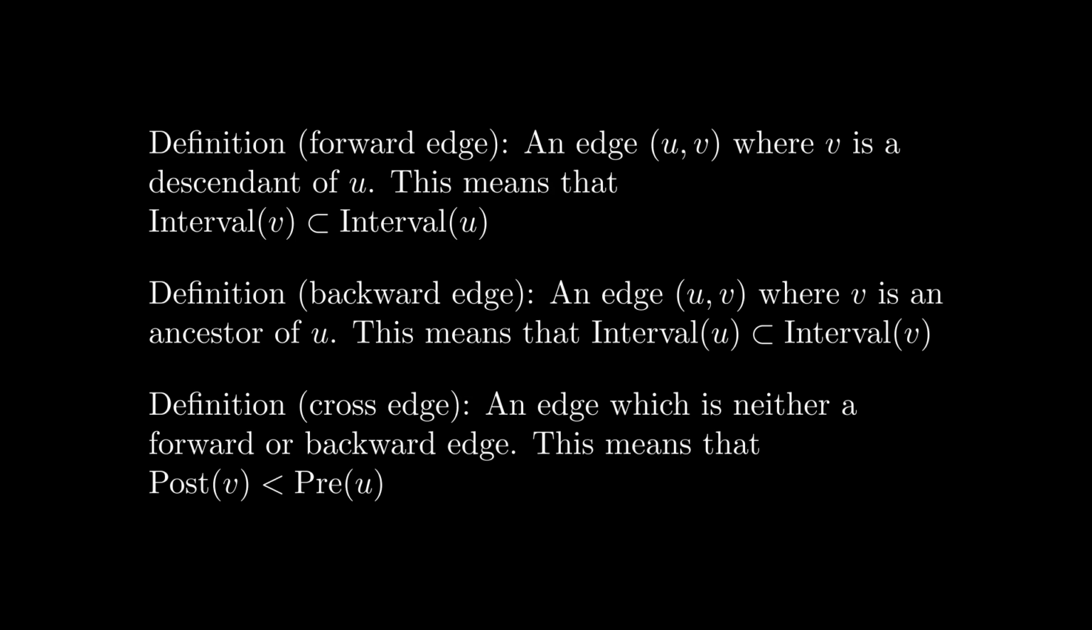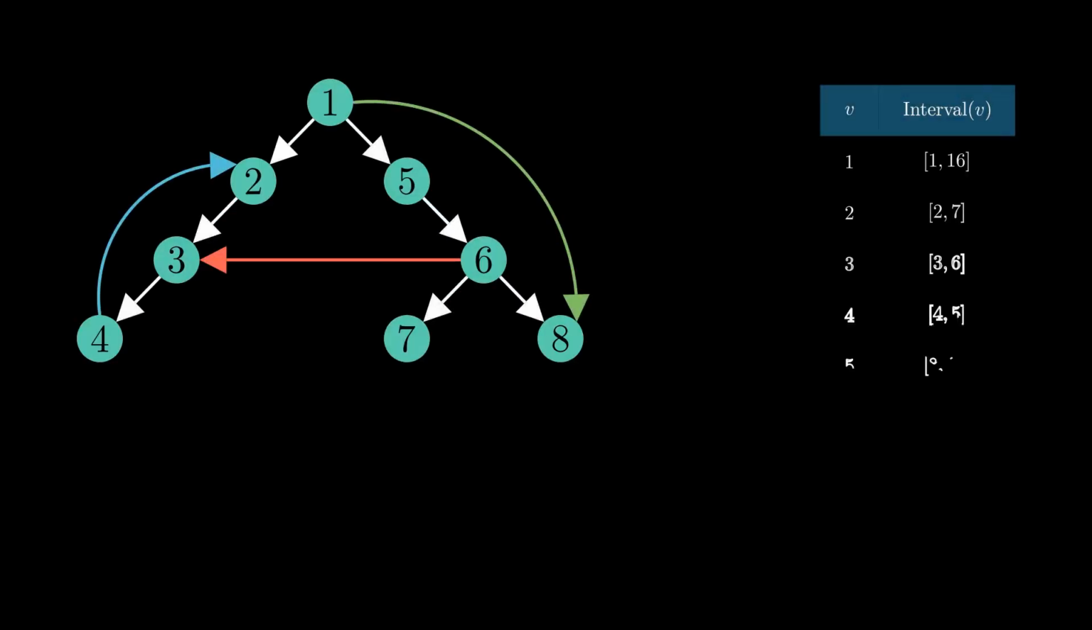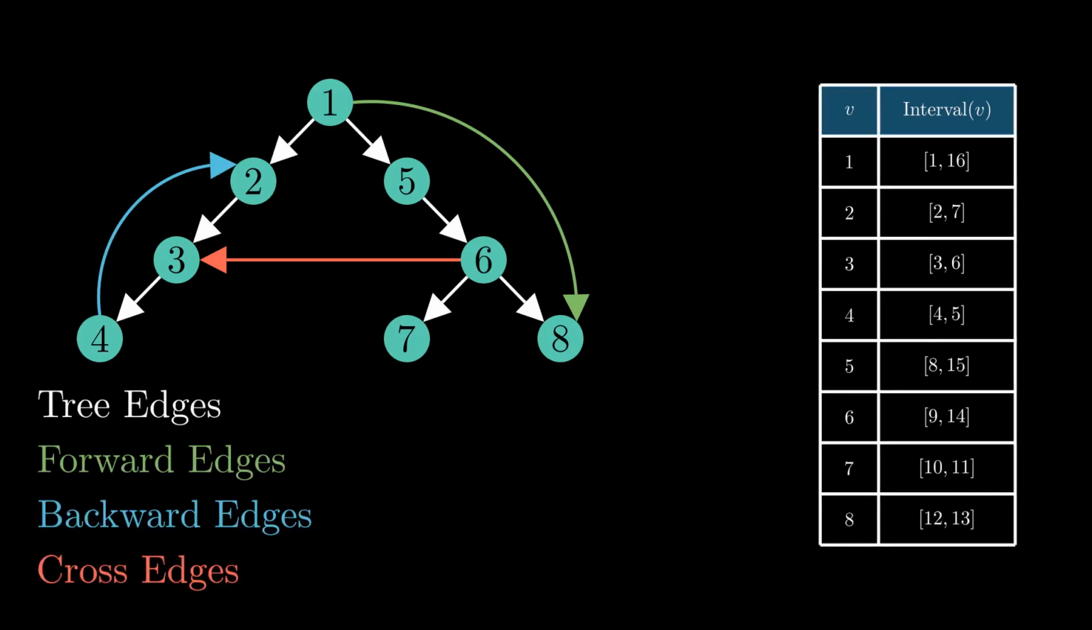A backward edge is an edge that goes from one vertex to one of its ancestors in the tree, meaning that interval of u is a subset of interval of v. A cross edge does neither and implies that post v is less than pre of u. Here's an example of a graph with all three types of edges, in addition to the aforementioned tree edges, corresponding to the DFS tree used to compute visit times.